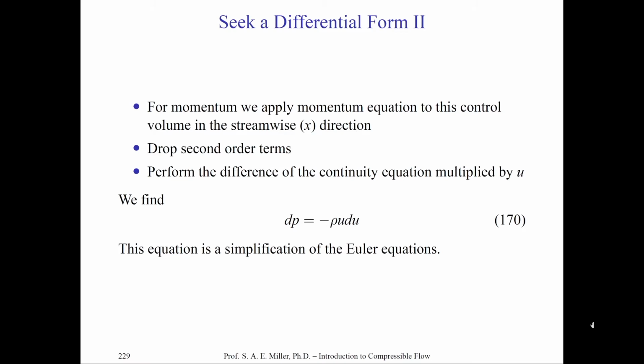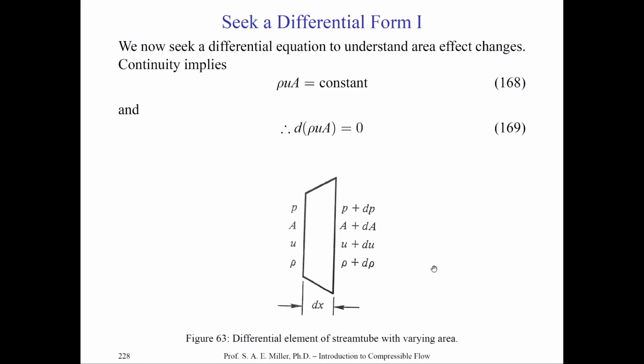Now, having done continuity, we should apply the momentum equation for this particular control volume once again in the streamwise direction. We'll do that as before, and I've already shown the analysis. We'll then drop second order terms, as we do on the right hand side for state 2 over dx: p plus dp, a plus da, u plus du, and rho plus d rho. Notice, unlike before, when we were doing speed of sound relations in the previous class, we're not substituting in speed of sound. We're leaving u as du. That's the only real difference. And, of course, allowing area to vary.